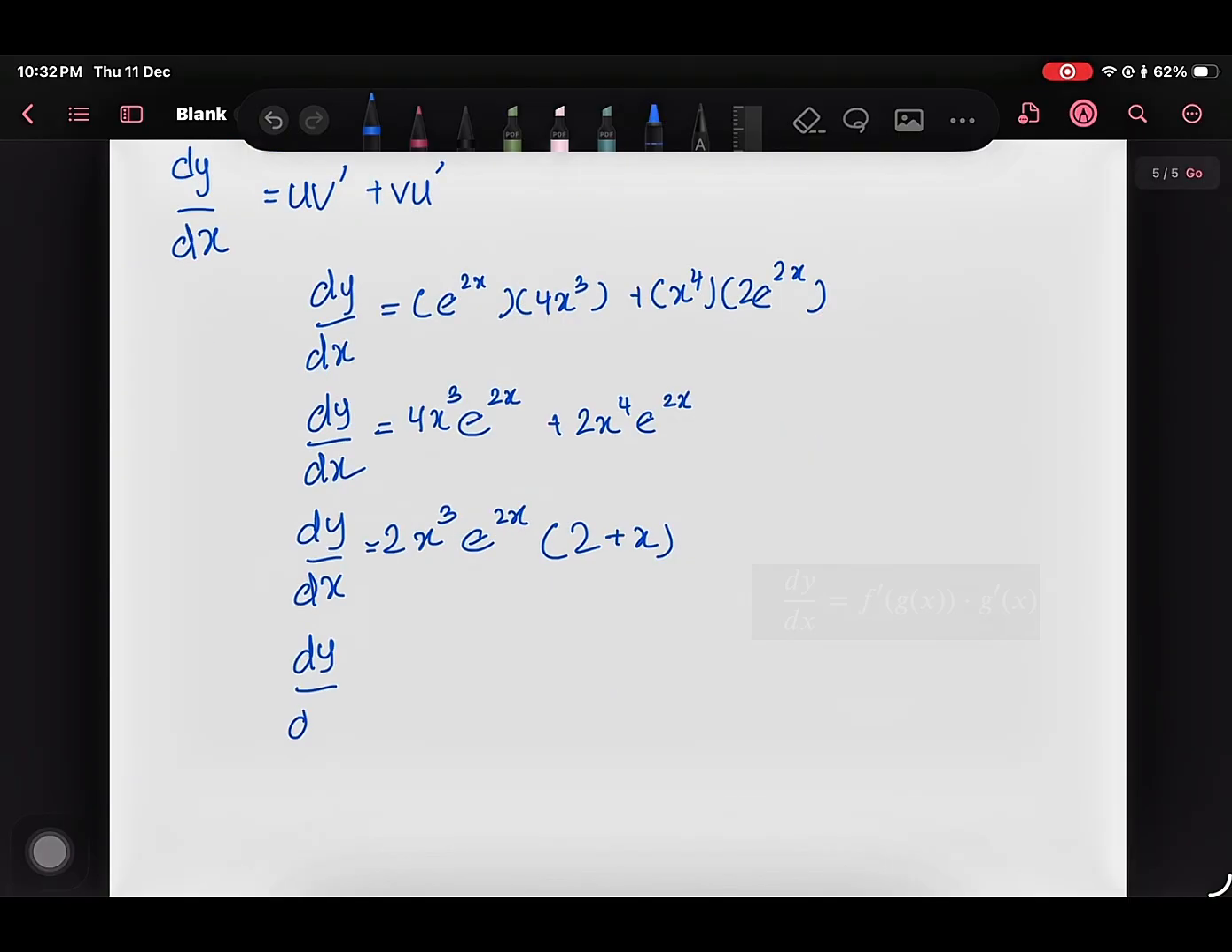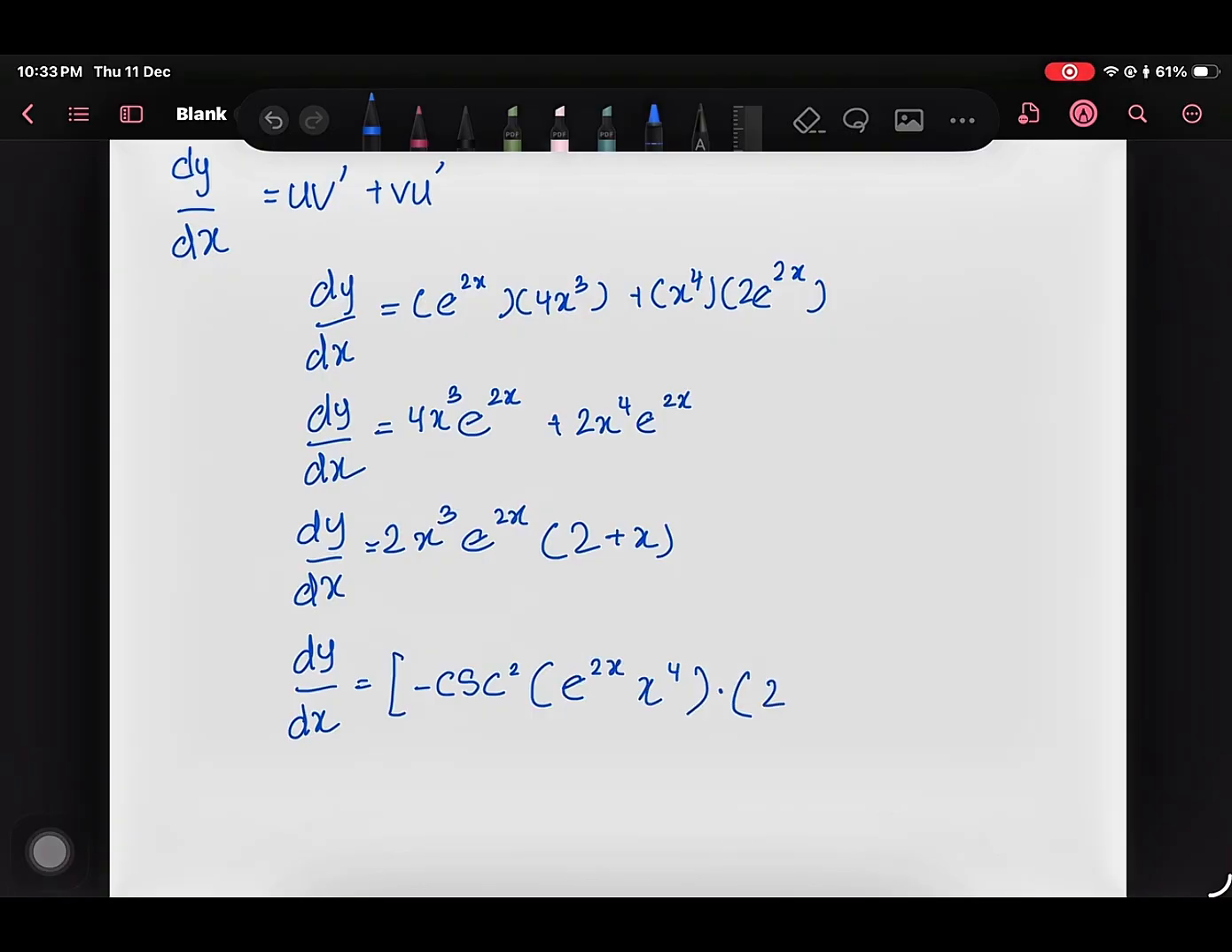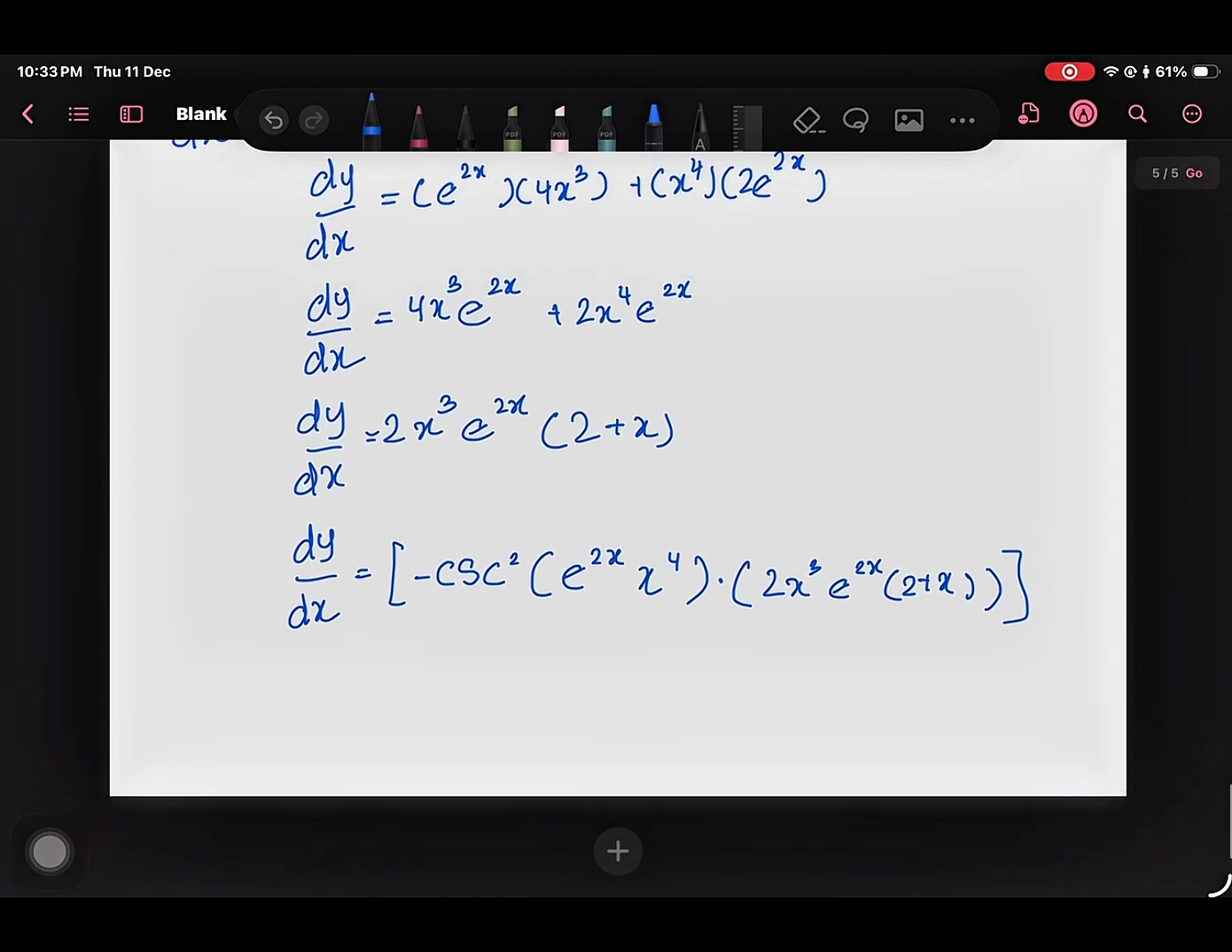And then we will use the chain rule. It will become negative cosec squared (e to the power of 2x x to the power of 4) times 2x to the power of 3 e to the power of 2x (2 plus x). And then for the final answer, it will become dy/dx equal to negative 2x to the power of 3 e to the power of 2x (x plus 2) cosec squared (e to the power of 2x x to the power of 4).